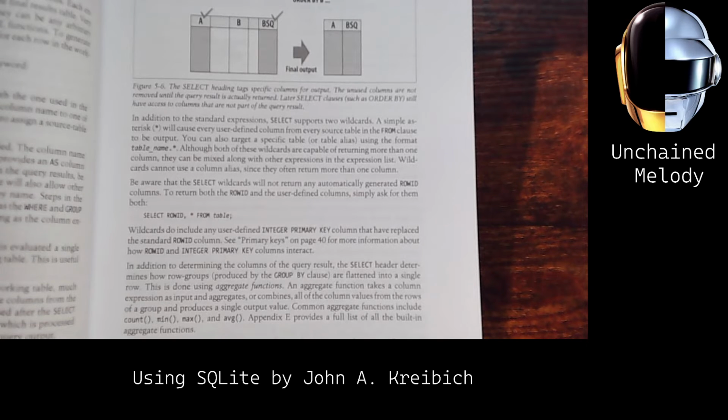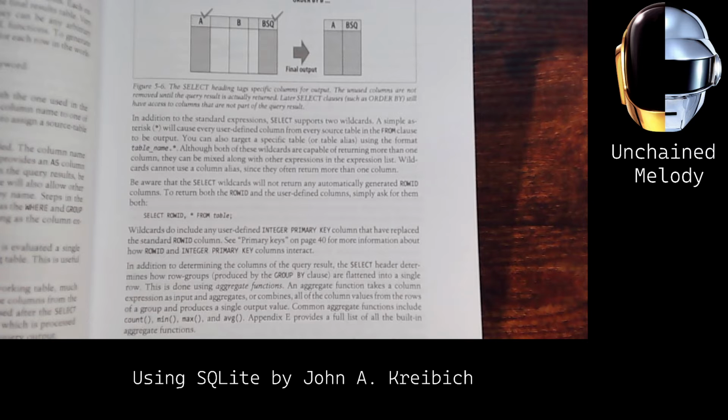Wildcards cannot use a column alias since they often return more than one column. Be aware that SELECT wildcards will not return automatically generated ROWID columns. To return both the ROWID and the user-defined columns, simply ask for them: SELECT ROWID, * FROM table. Wildcards do include any user-defined INTEGER PRIMARY KEY column that has replaced the standard ROWID column. See Primary Keys on page 40 for more information about how ROWID and INTEGER PRIMARY KEY columns interact.